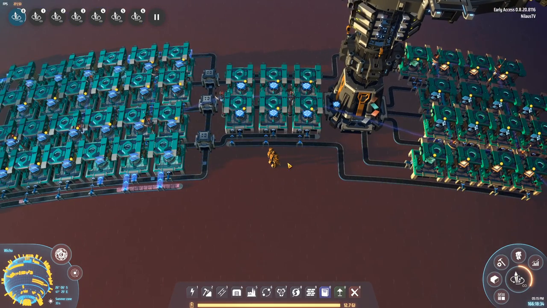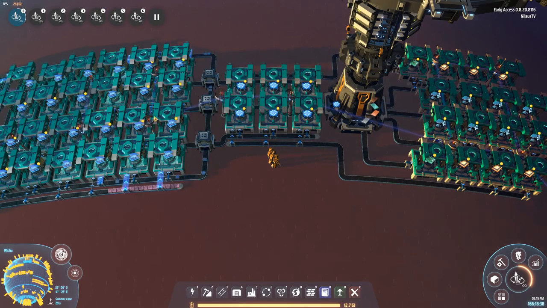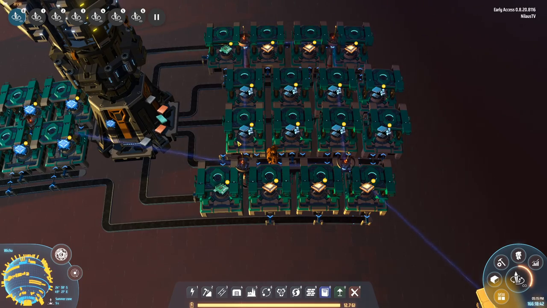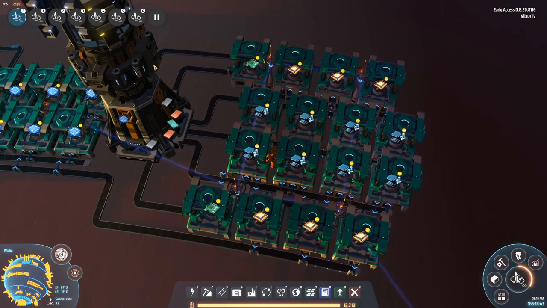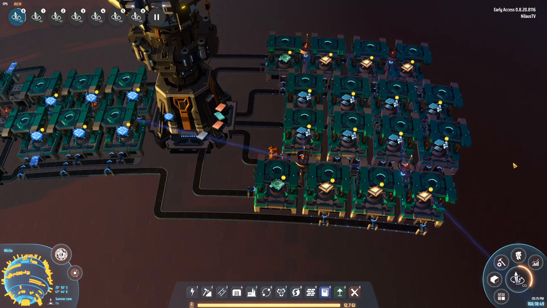Now this is not really enough, because if you recall, we also needed processors, so I've made a mini processor build, but I actually managed to make it just a little bit nicer here. Just a little bit nicer. So let's see how that works once we set up the requesters. That's a request, that's a request, that's a request.